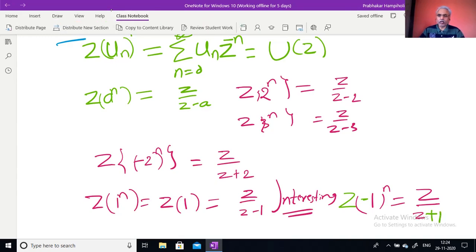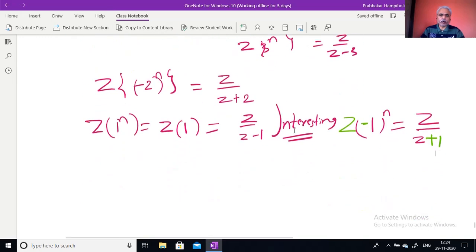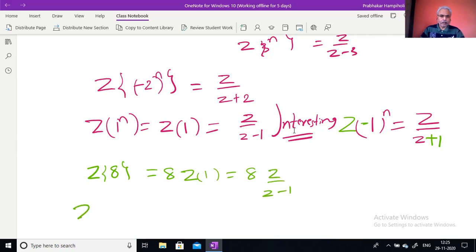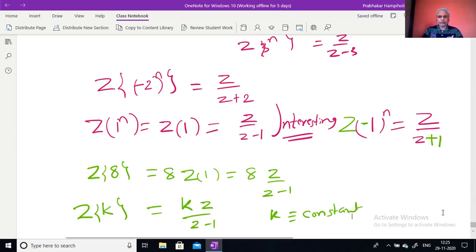Now continuing this part a little more. We have also proved that instead of 1 here, for some constant, if I write the Z transform of 8, it becomes, you can take 8 out and the Z transform of 1, which is 8 times Z by Z minus 1. In general, for a constant k, the Z transform of k is k into Z by Z minus 1, where k is a real constant, any number you like. This can be fractions also.